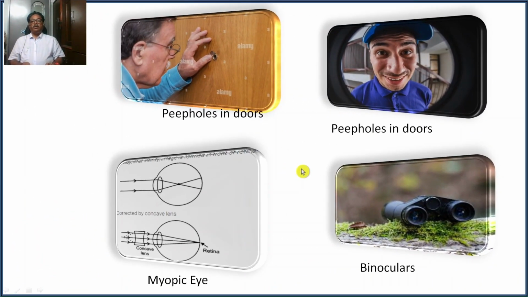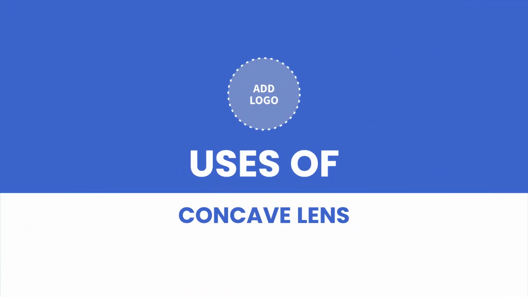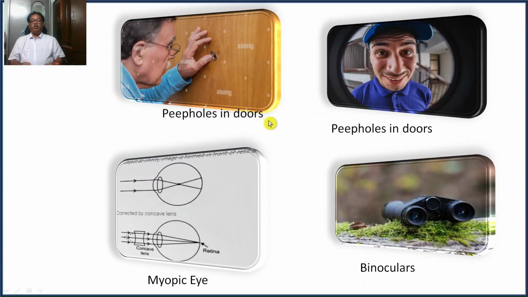Now about the concave lenses. Concave lenses are used as peepholes in doors. Look at this. And to rectify the myopia problem of eyes, we use concave lens. Concave lens is also used in binoculars.